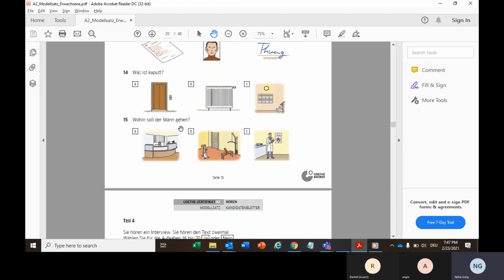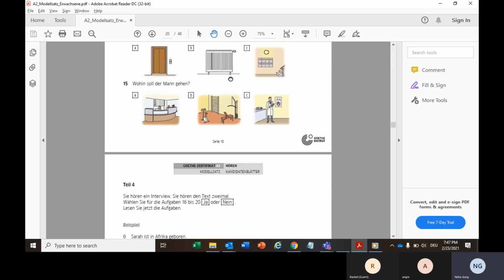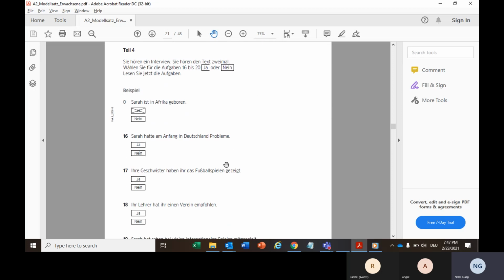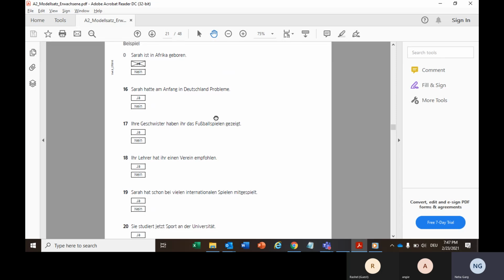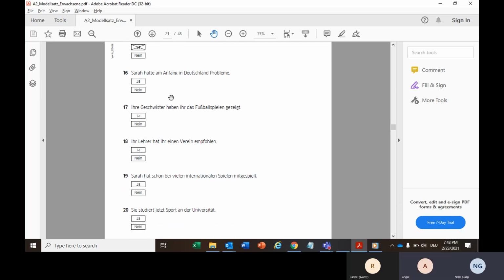Nummer 15. Wohin soll der Mann gehen? A, B oder C? B. Richtig. Okay, now last exercise. This you will listen to 2 times. I think this is going to be like one whole conversation for all 5 questions. So you have to pay attention to all of them, keeping all the questions in mind.